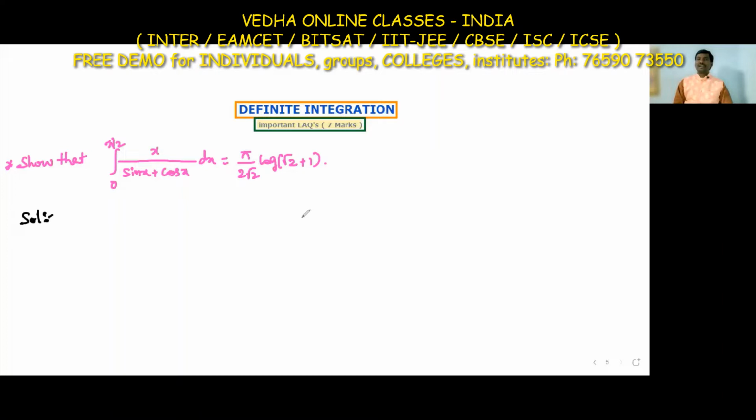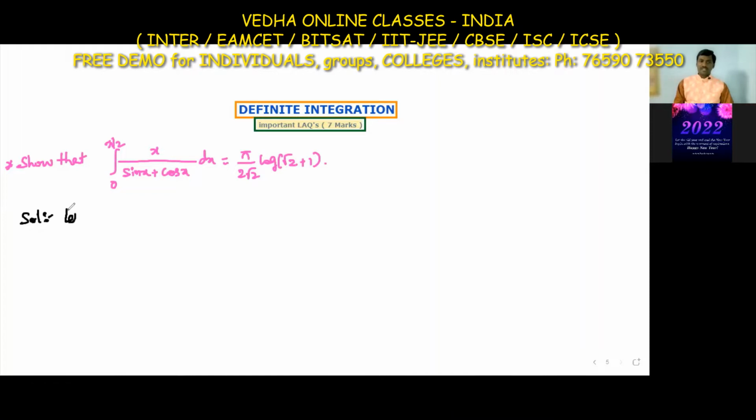Okay, so definite integration, most important long answer questions. That means 7 marks questions. So this is one of the most important long answer questions. Show that the integral from 0 to pi by 2 of x divided by sin x plus cos x dx is equal to pi by 2 root 2 into log of root 2 plus 1.